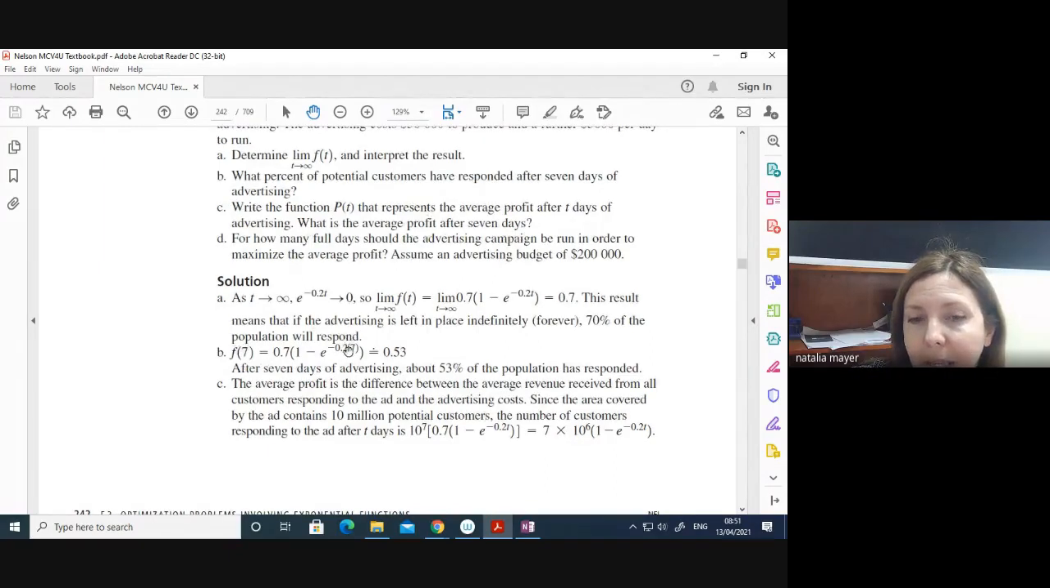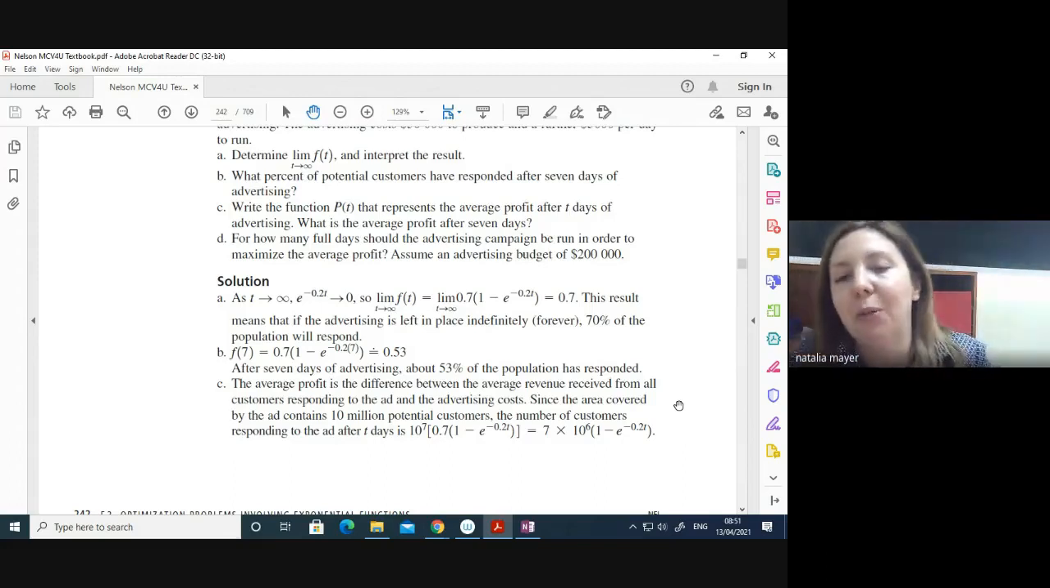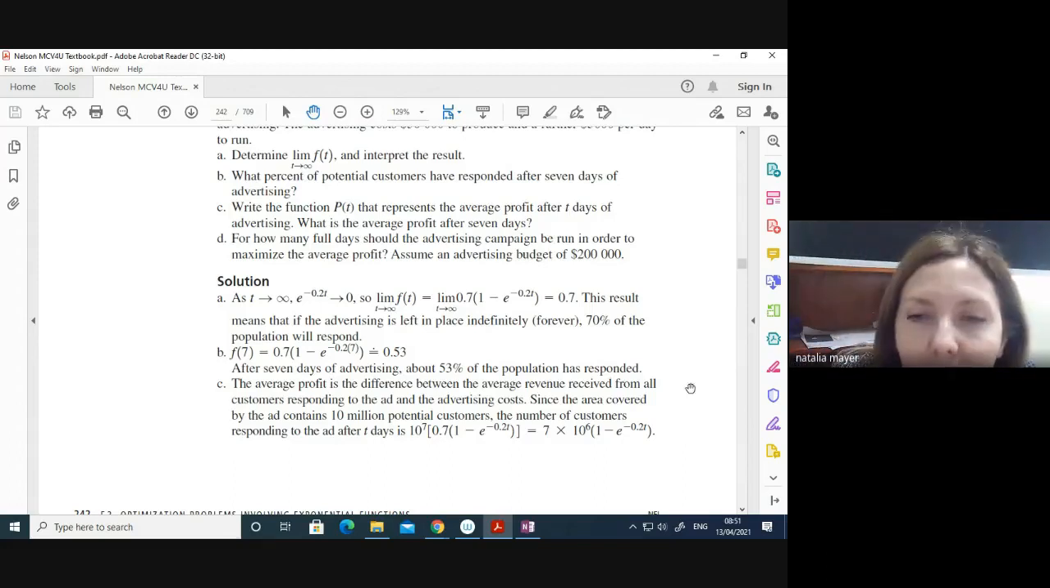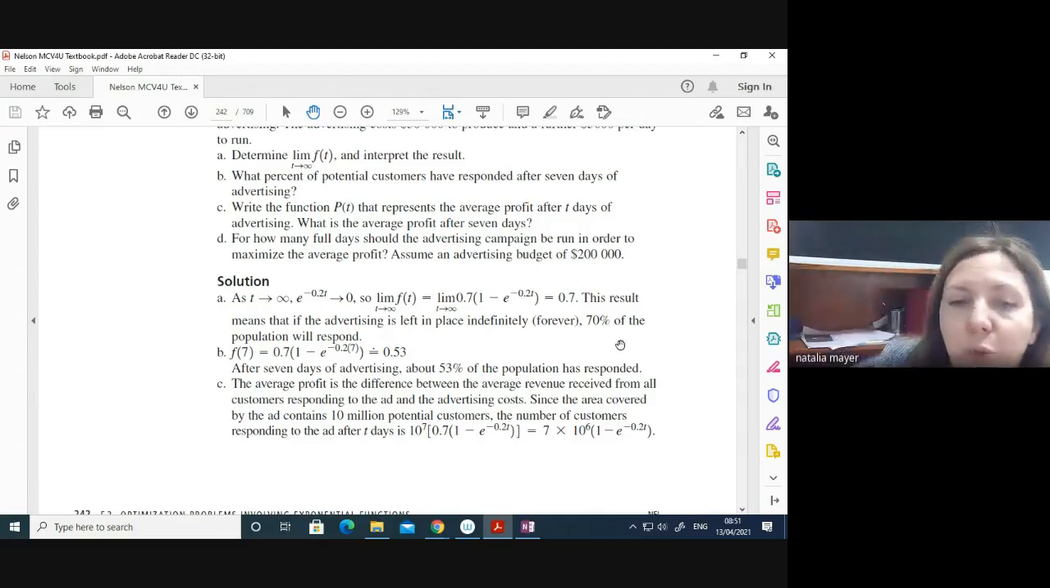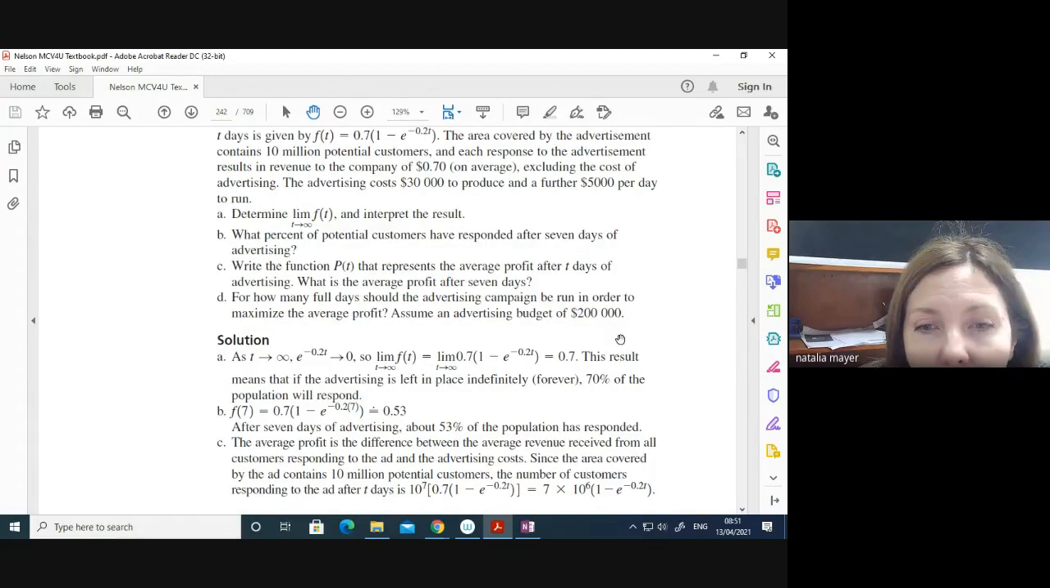So I'll sub it in here, you get 0.53, which means that after 7 days of advertising, about 53% of the population has responded. Just after 7 days, already 53% of the population has responded. So it works very well during the first 7 days. And then because the maximum you can reach is 70%, it's not worth having the ad displayed for too long, because it will not grow a lot afterwards. Okay, let's go to the next question.